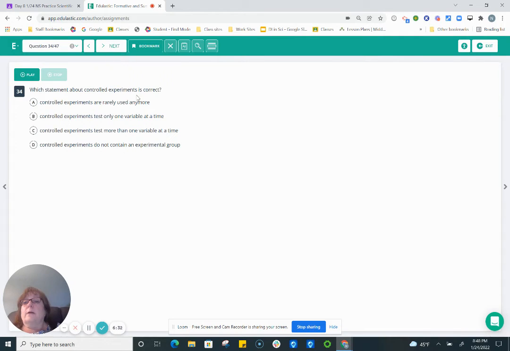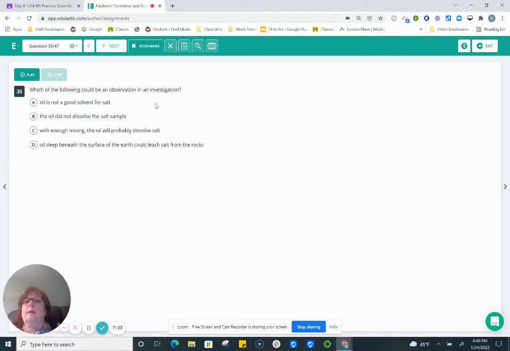Which statement about controlled experiments is correct? No. A is wrong because you always want controlled experiments. Test one variable at a time. Test more than one variable. Do not contain an experimental group. So this one here, B, is your better answer. It's controlled because you're eliminating all the possible things changing the results except one.